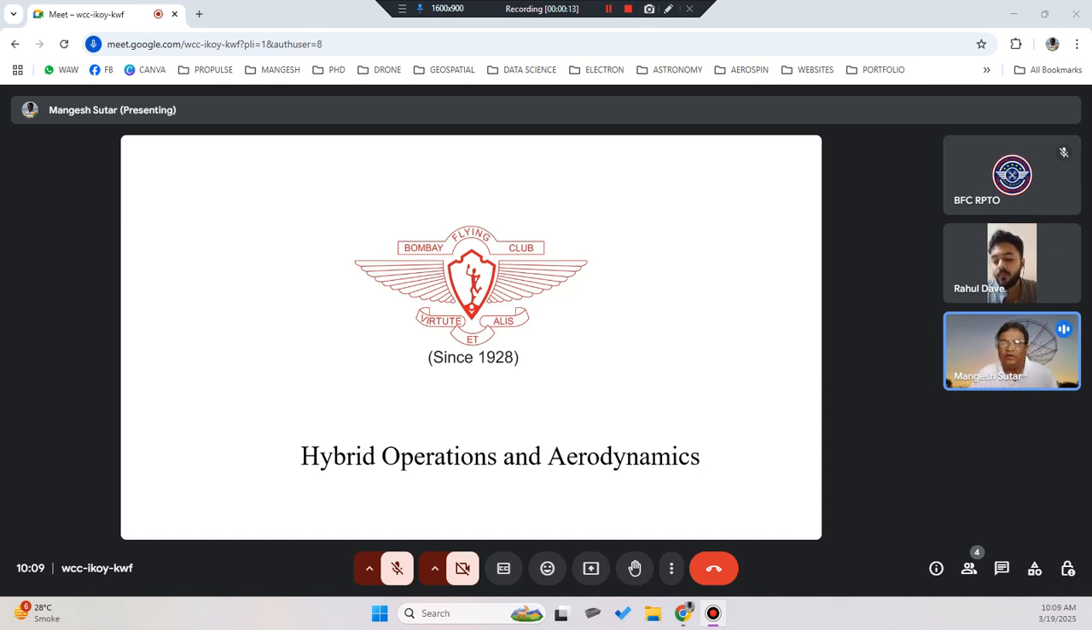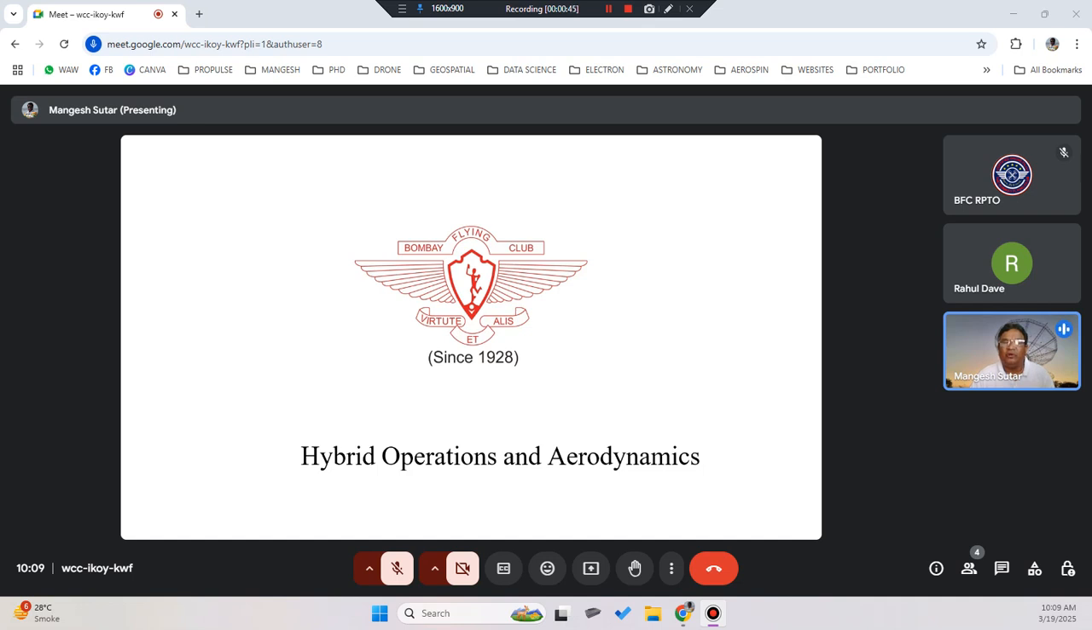Whatever we have done so far, if you run through the summary sheets, you will see all the words, key sentences, everything is included in that. So more or less it covers 100% of whatever we have done so far. Yesterday we did the fixed wing operations and aerodynamics, and then the rotorcraft operations and aerodynamics. These are the key topics, and now the last part of it is hybrid operations and aerodynamics.